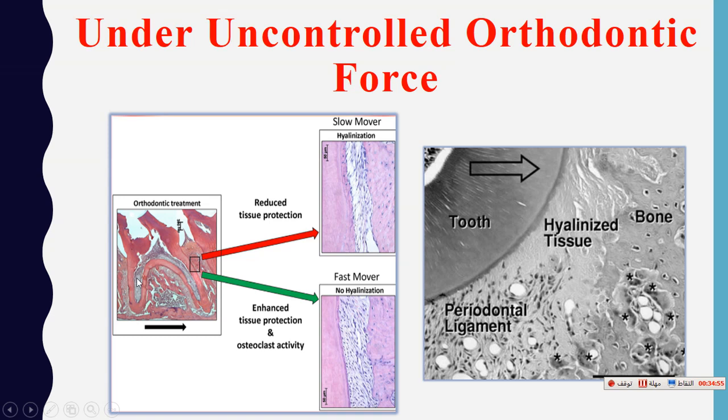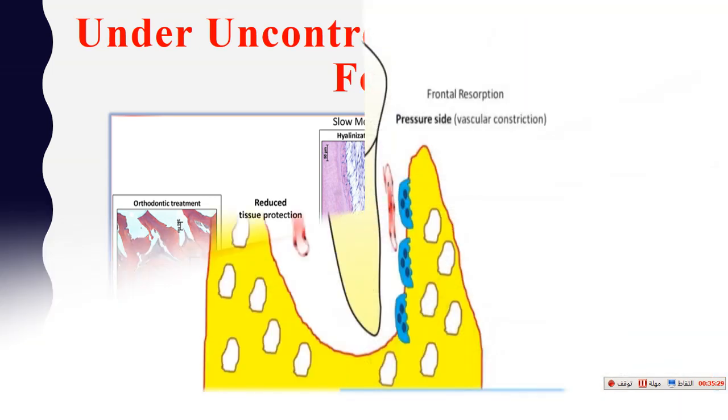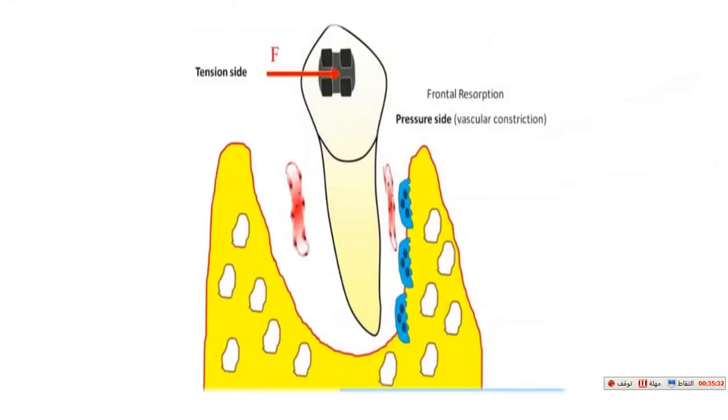there is no increase in vascularity, but a reduction in vascularity because of tearing of blood vessels, because the force exceeds the capillary blood vessel pressure. So it causes tearing and ischemia on the tension side, and cuts off the blood supply on the pressure side. This causes hyalinization, as seen in this picture. So the aim of orthodontic treatment is to move the tooth with frontal resorption under optimal force. This picture shows the difference between frontal resorption under optimal force and undermining resorption under heavy force.